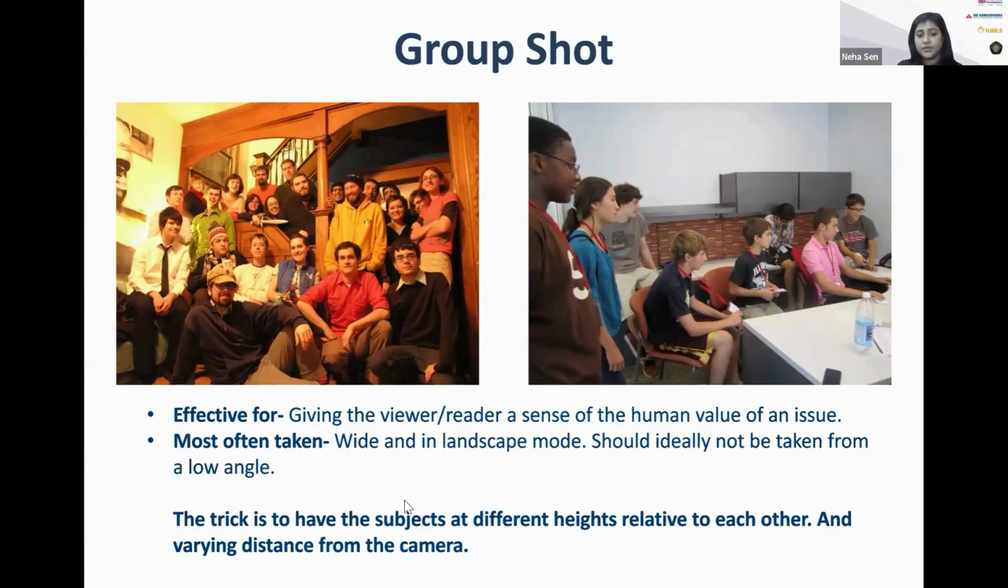The trick to having an effective group shot is to have the subjects at various angles of height. This person is at a different height, this is at a different height, somebody is in the background, there's a person who is in the foreground. Try to populate the image at various levels and heights. It will make it more dense. It will make it more compact. It will also make it more effective.